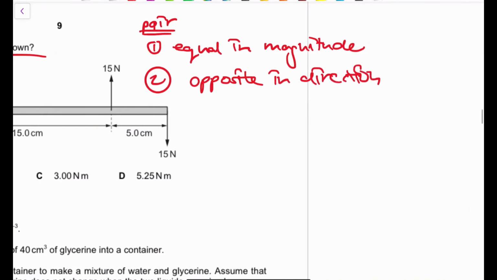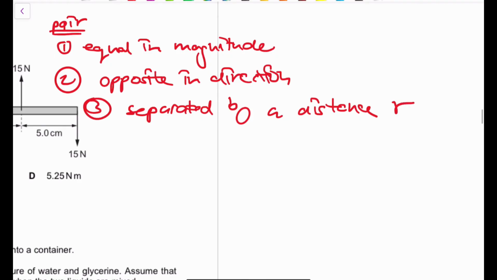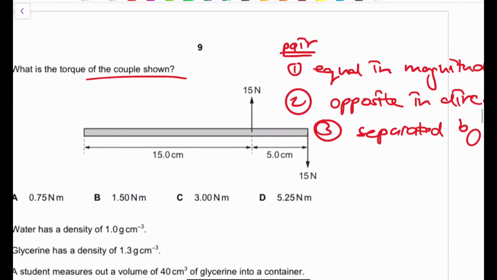So equal in magnitude, opposite in direction. And number three, they're going to be separated by a distance r. So if you have two forces that are opposite, as you can see, 15 and 15, same magnitude, opposite in direction, and separated by a distance r, therefore those two are actually going to be a couple because they're going to meet those criteria.